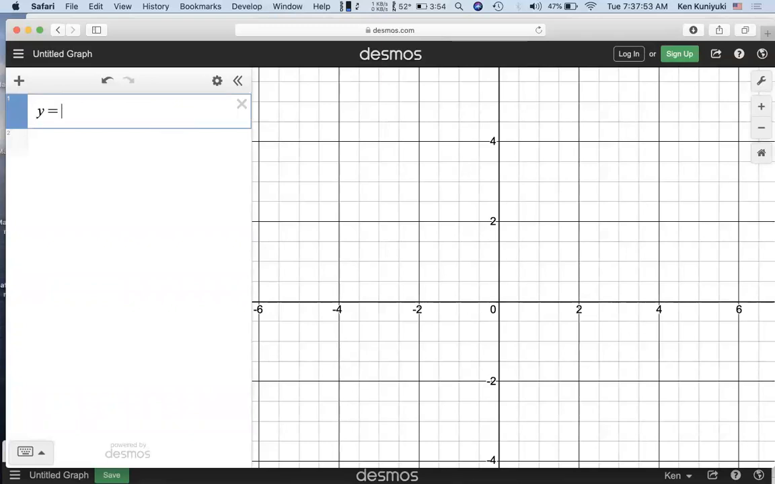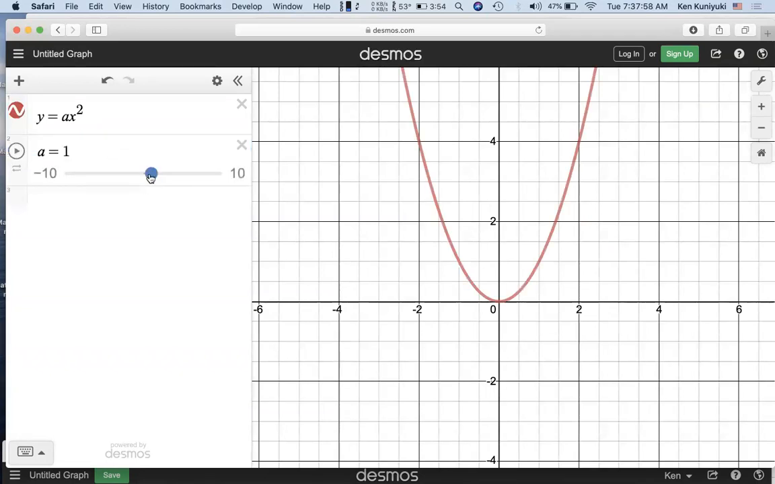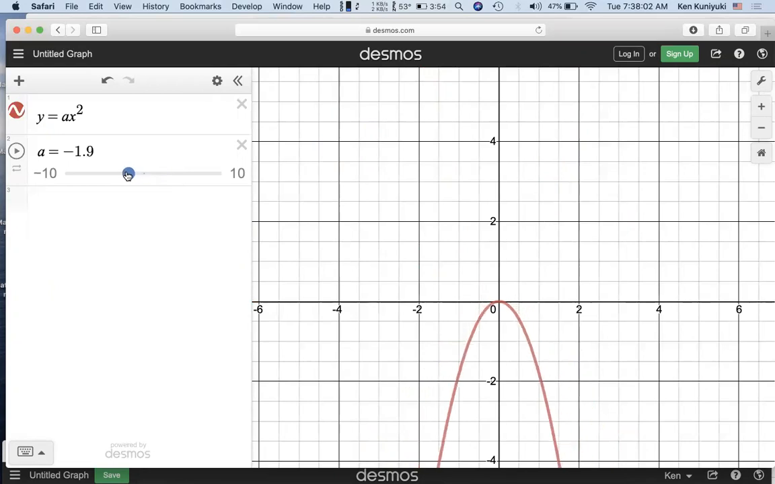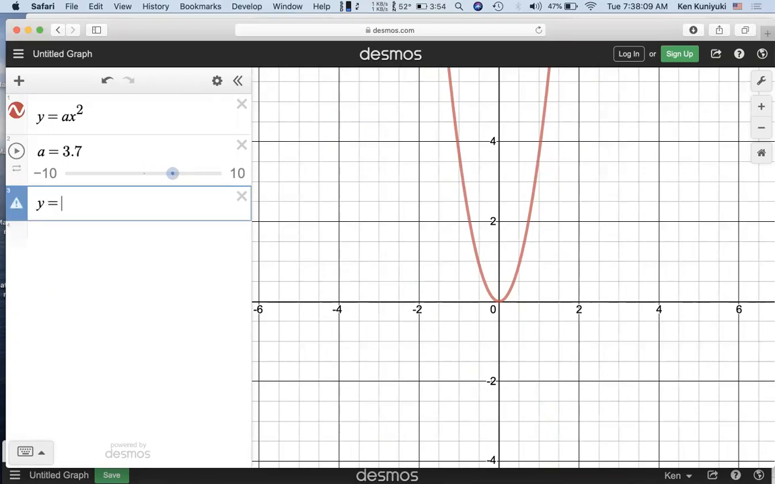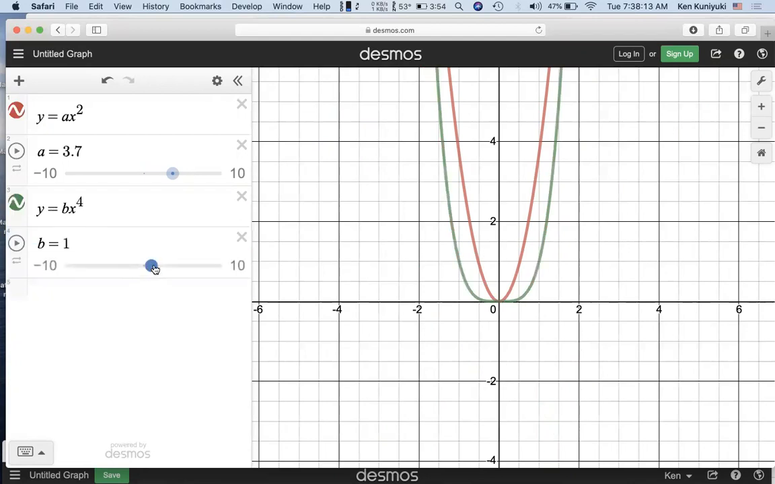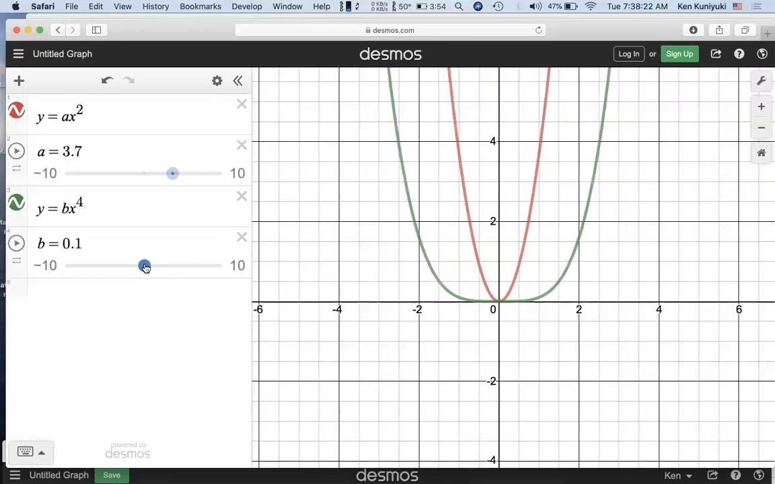Let's look at y equals ax squared. These are parabolas. If a is positive, they open up. If a is negative, they open down. Let's now look at y equals bx to the fourth. Again, these are bowls. They're not technically parabolas, but they're bowls. If the coefficient is positive, they open up. If the coefficient is negative, they open down.